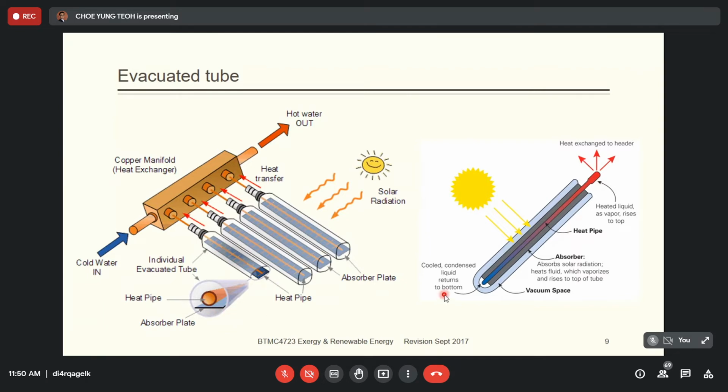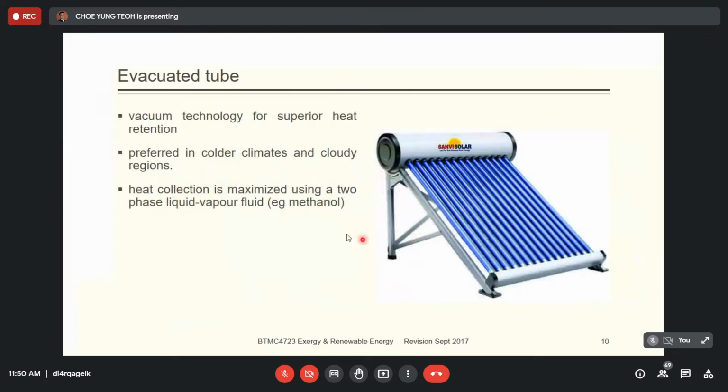Okay, then we move on. This vacuum technology gives superior heat retention, and is preferred in colder climates and cloudy regions, where the heat loss is much faster than the heat absorption. So we need to maintain the heat, and we need to improve the duration. The heat collection is maximized using a two-phase liquid methanol.